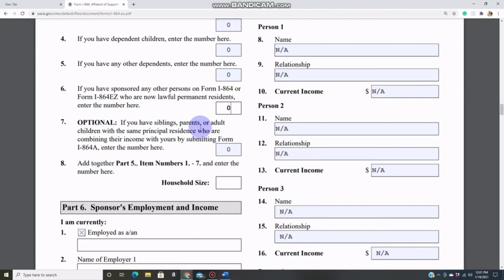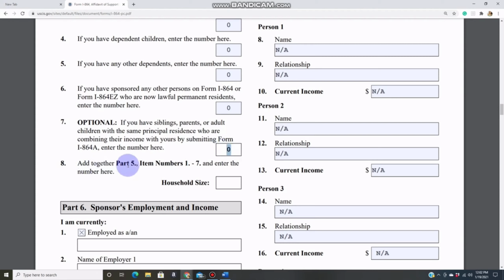Number 7, optional. If you have siblings, parents, or adult children with the same principal residence who are combining their income with yours by submitting Form I-864A, enter the number here. So I entered 0 because my husband does not have siblings, parents, or children residing in the same residence and combining their income, so I write 0. But if you have, you must count those family members and write down the total in this space provided.